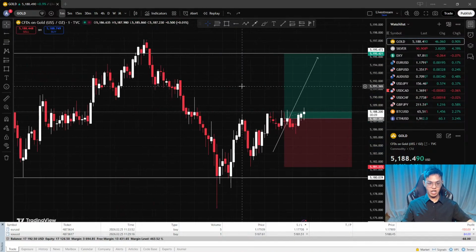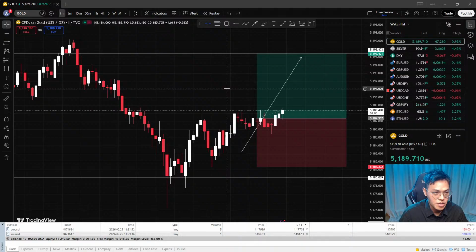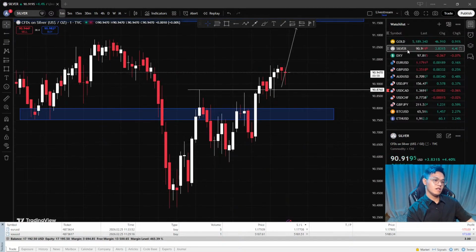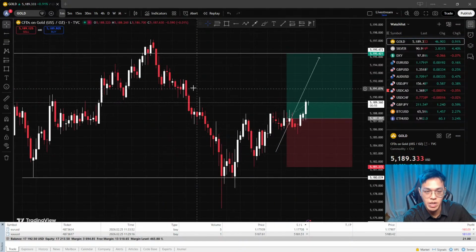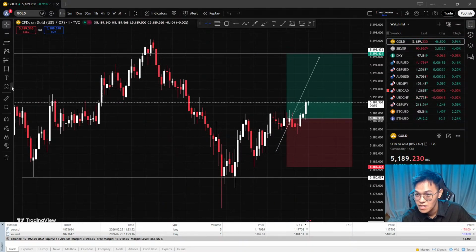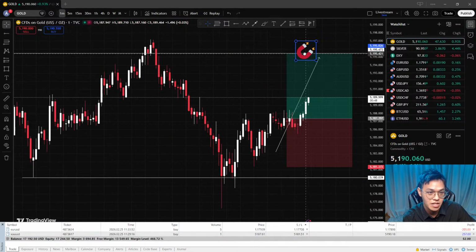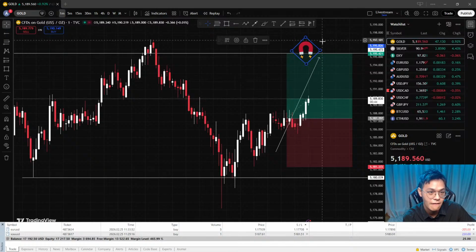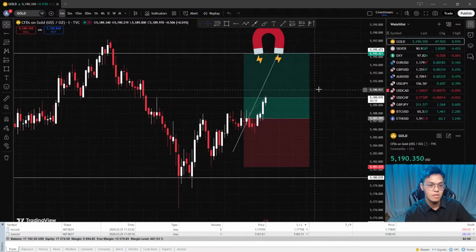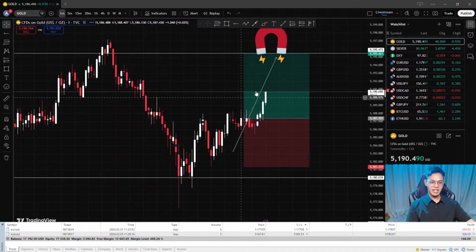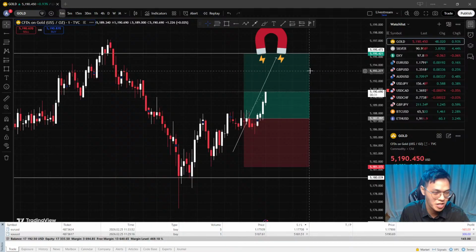The movement becomes slow, so we still have to wait for the price to pump. Guys, I want to use my magnet again. Alright, seems the price is pumping. Here's the magnet. Alright guys, I think it's working. This magnet is working.